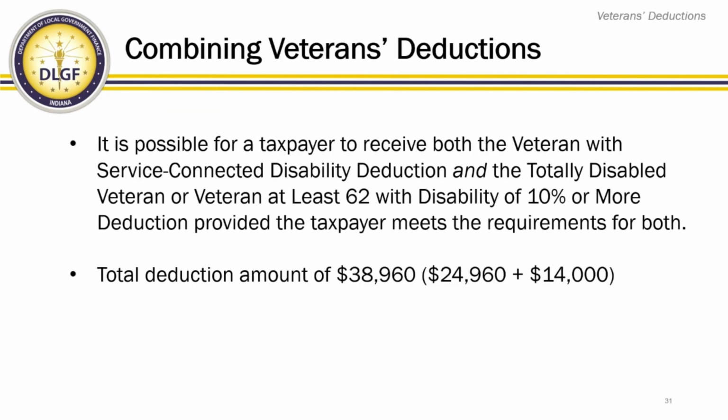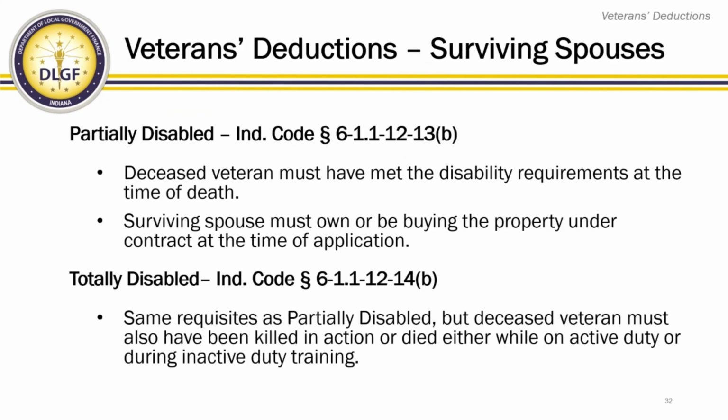So it is possible for a taxpayer to receive both of these deductions, provided that the taxpayer meets the qualifications for each one. So you would simply just combine the deduction amounts for each of them to result in $38,960 for both deductions. Next.